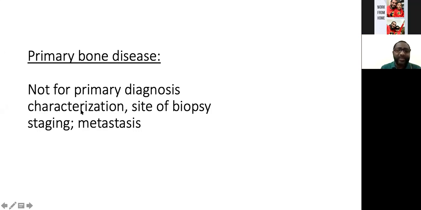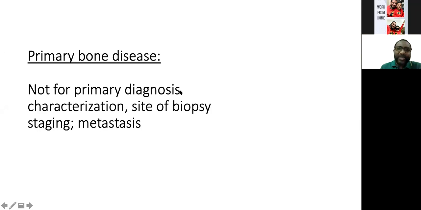Usually these patients would have had either a radiograph or a CT that will show a lesion. But the importance of a bone scan is to characterize this lesion, to choose the suitable site for biopsy, and to stage the patient, i.e. to look for skeletal metastasis. So primarily, bone scan is not a tool for the primary diagnosis.